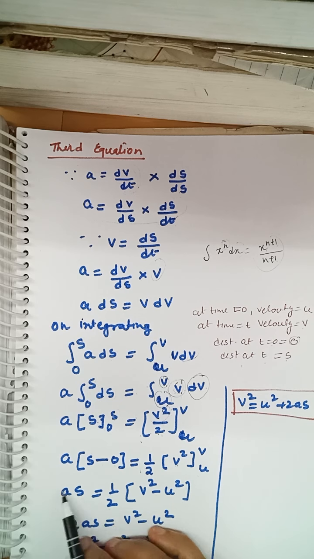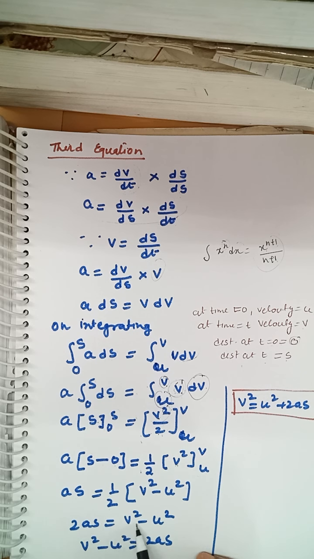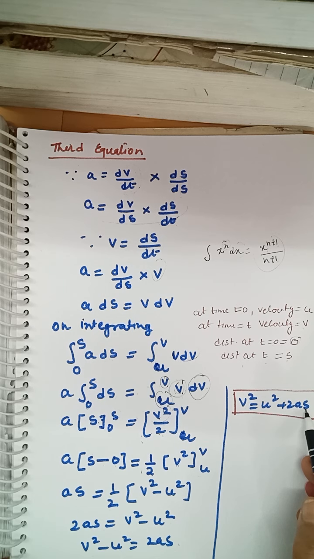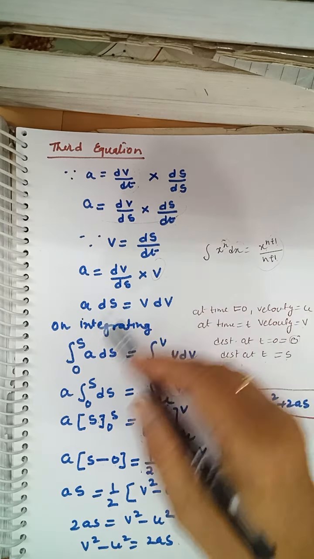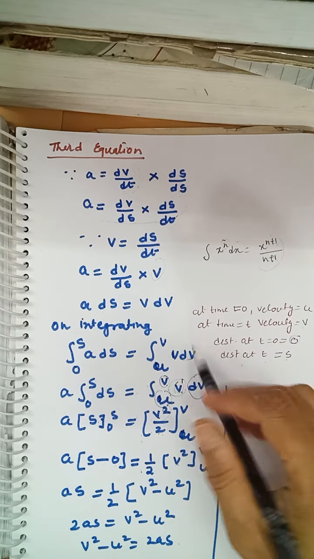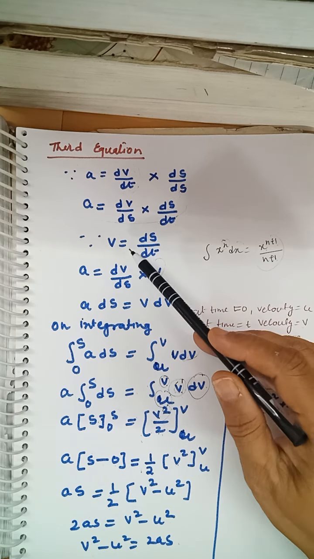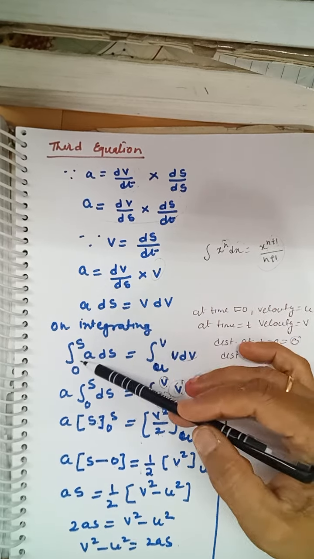Take the cross multiplication, so you have 2as is equal to v square minus u square. Then you can write v square minus u square is equal to 2as, or v square is equal to u square plus 2as. So this is the method of determining the second and third equation of motion by the calculus method, meaning differentiation and integration.